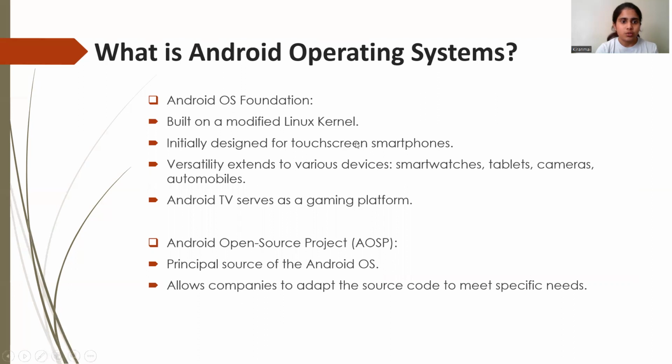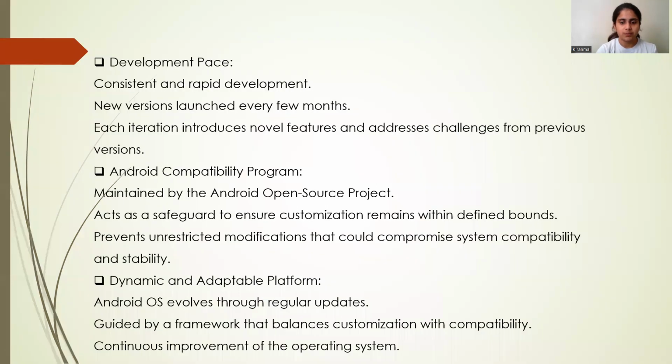Coming to the Android Open Source Project, which is well known as AOSP, it's the principal source of the Android OS, and it allows companies to adapt the source code to meet specific needs. Coming to the development phase, it is consistent and rapid, with new versions launched every few months. Each iteration introduces novel features and addresses challenges from previous versions.